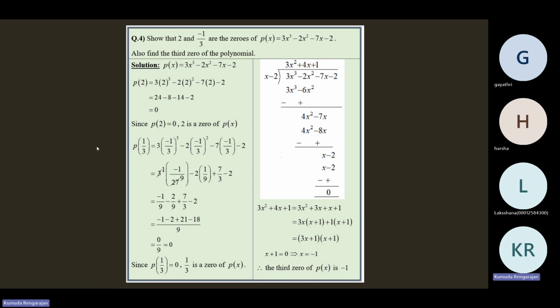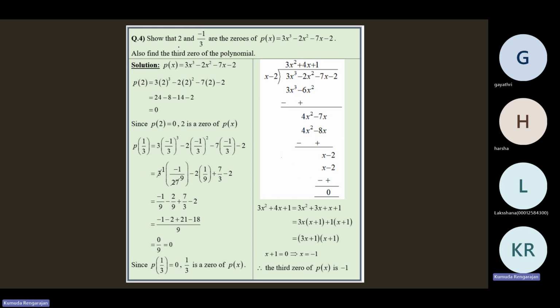Carefully. Online children, please listen. So we have to show that 2 and minus 1 by 3 are zeros of P of x. You must show that 2... see, P of x is a cubic polynomial. P of x, you can write later. P of x is a cubic polynomial. Can we see 3x cubed? The highest power of x is 3.